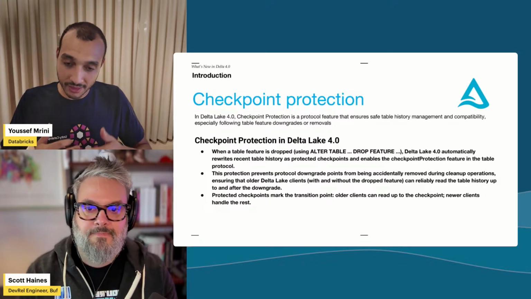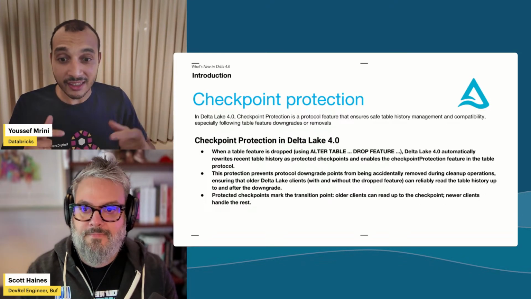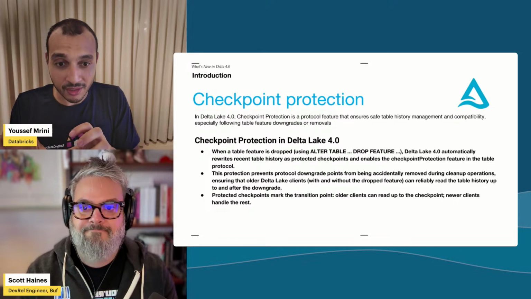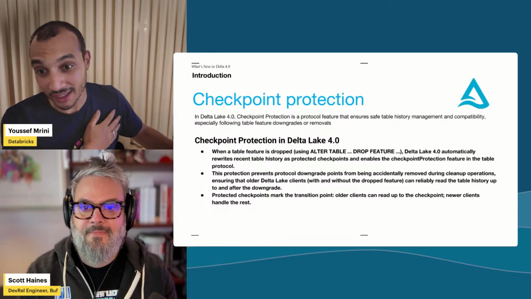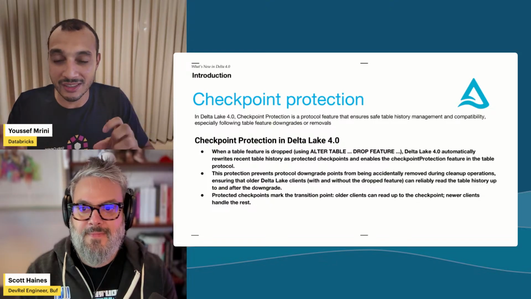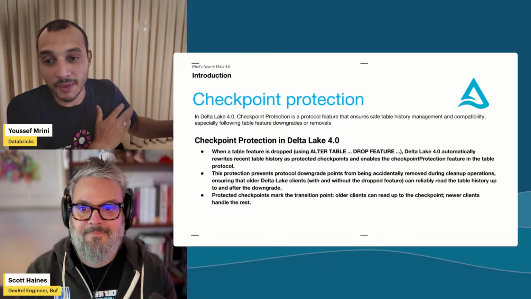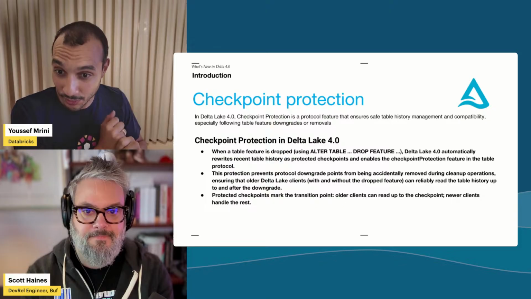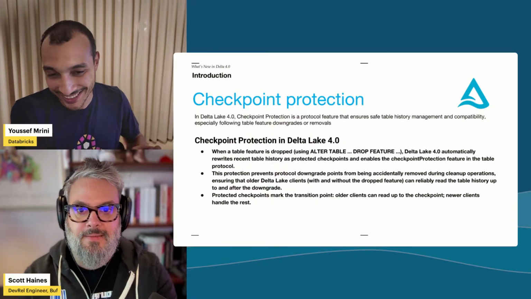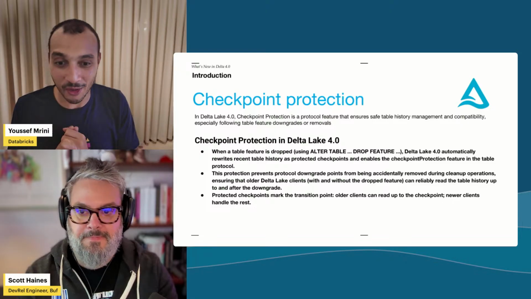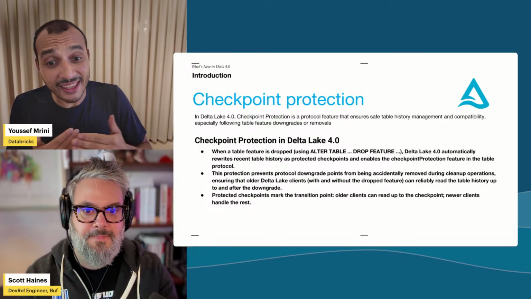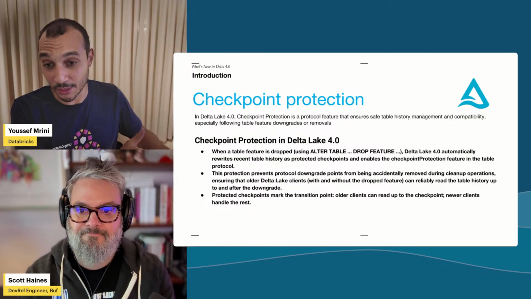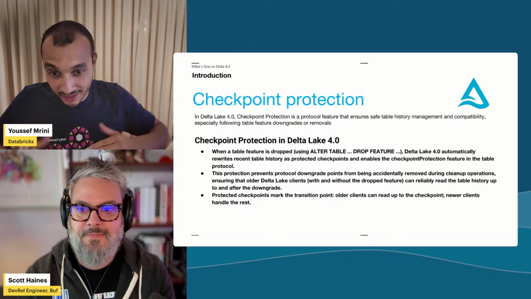So the goal here is whenever you drop a feature, Delta Lake will automatically rewrite the recent table history and protect the checkpoint, which means even if I query this table, it will still function. Because in the past, if you dropped some features, it may cause some issues. This one will prevent protocol downgrades from being accidentally removed during those cleanup operations, and at the same time, it ensures that older clients can still reliably read this history to be able to populate back this table.